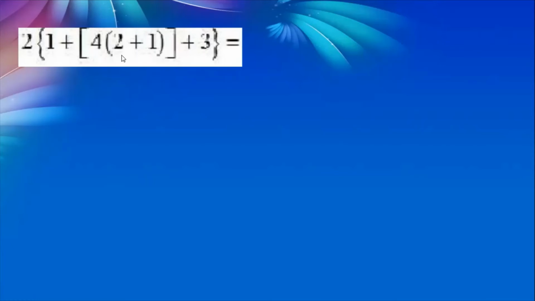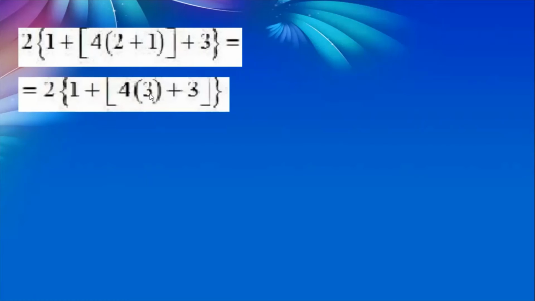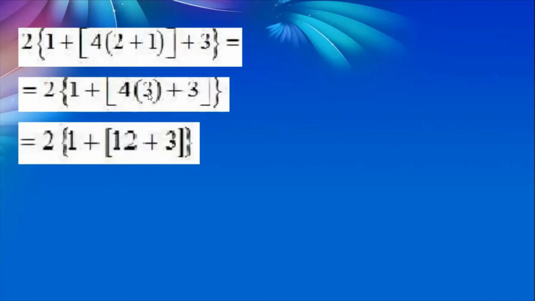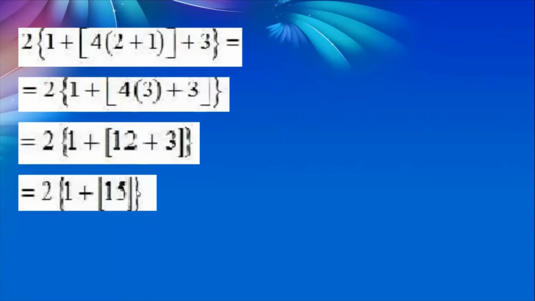The numbers that are inside our parentheses are 2 plus 1. So we're going to do this one. 2 plus 1, the answer is 3. Now, this 3 means we're going to multiply it with 4. So we have here 4 times 3 plus 3. 4 times 3, the answer is 12. Bring down the plus sign, bring down 3. So 12 plus 3, the answer is 15. Copy the plus, copy the 1, copy the 2 outside.